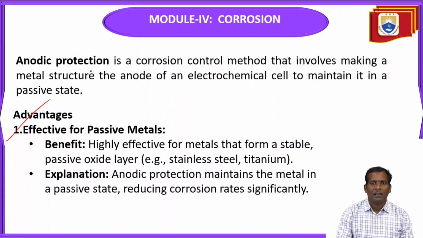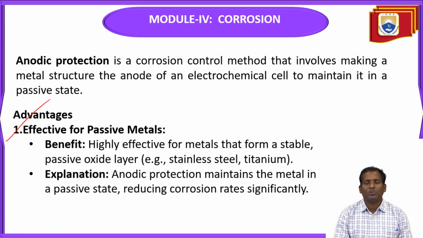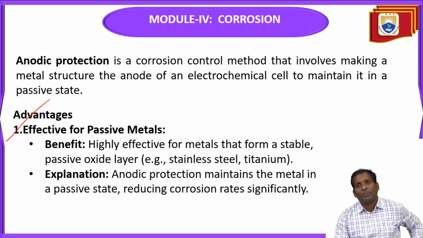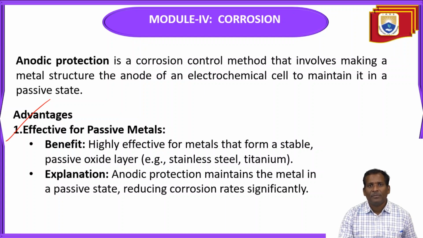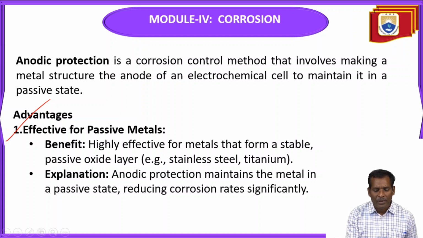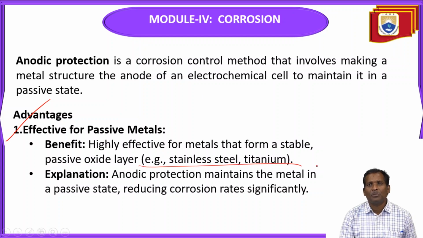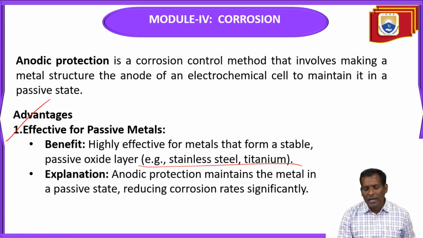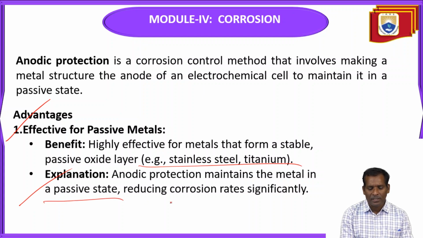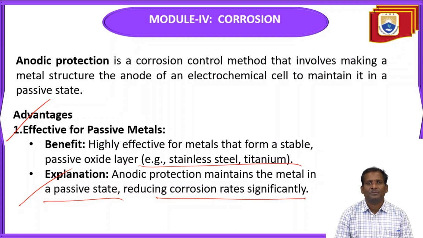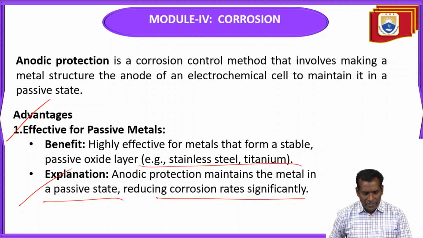The advantages are, effective for passive metals. Benefit: highly effective for metals that form a stable passive oxide layer, for example stainless steel and titanium. The explanation is the anodic protection maintains the metal in the passive state, reducing the corrosion rate significantly. So the main advantage is effective for passive metals.